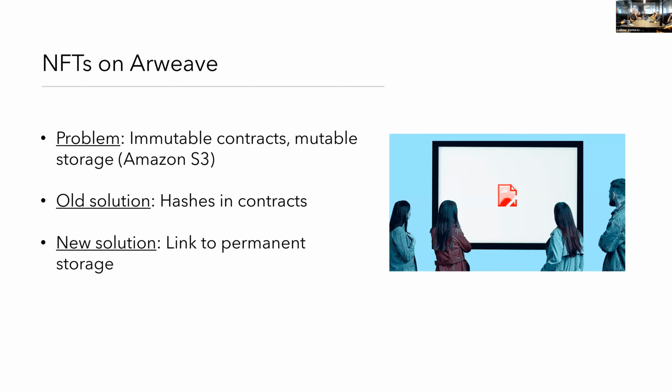So, NFTs on Arweave. The problem is that you have immutable contracts. The code itself that generates the NFT is stored on Ethereum, so it's immutable, but the storage is mutable. You're using Amazon S3 or a different kind of storage solution. The old solution was putting the hash of the content inside of the contract, which is not good because you can still lose the data. The new solution is permanent storage. So it really makes a lot of sense: if you want to have provenance for the NFT and you really want it to never disappear, you need to put it on a permanent storage.